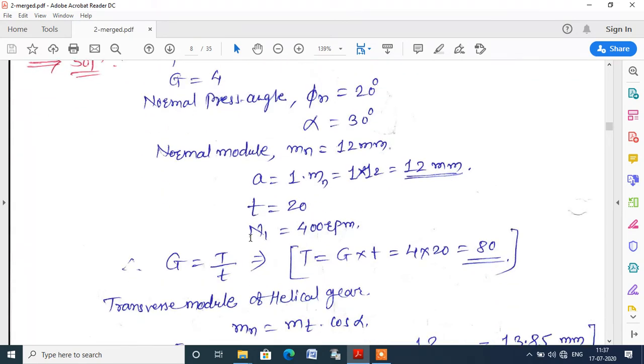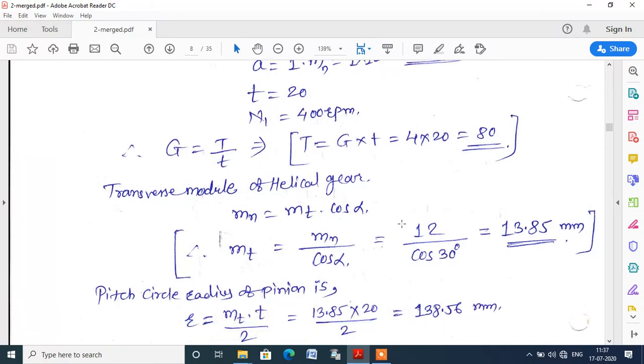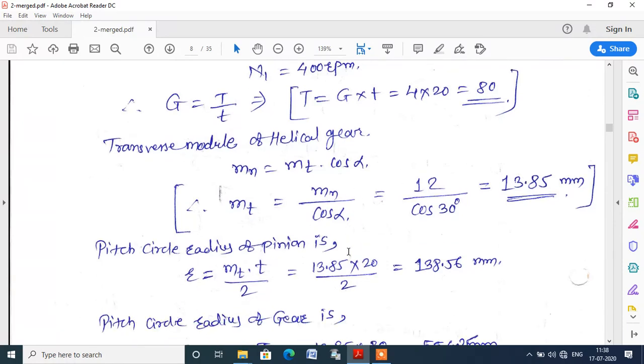Here, gear ratio is equal to capital T by small t. So from the given gear ratio we can calculate the number of teeth on the gear wheel. Pinion teeth are also given, so it is 4 into 20, so capital T is equal to 80. Now the transverse module of the helical gear. Already we know this formula: mt equals mn by cos alpha. So it is 12 by cos 30, that is 13.85 mm. This transverse module we have to consider henceforth in all the calculations.